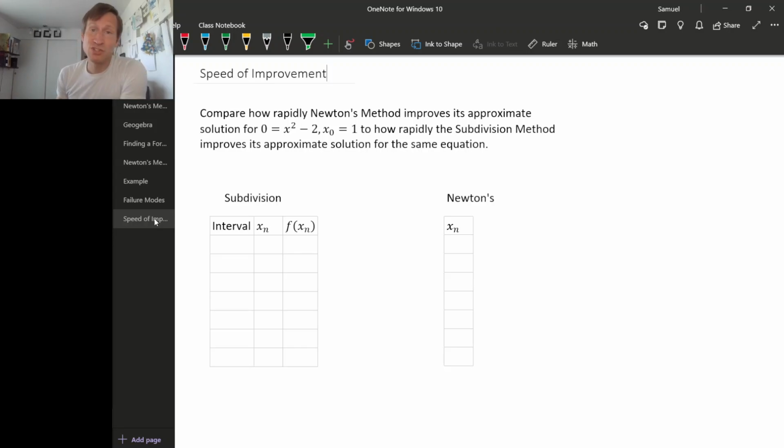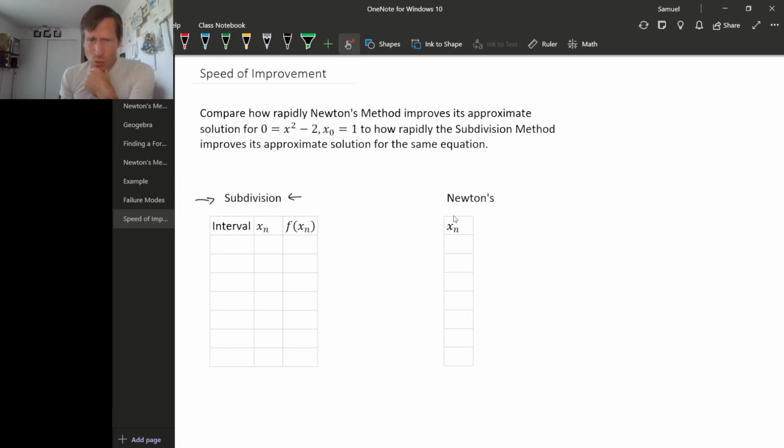At this point, we have two ways of finding approximate solutions to equations. One is what I'm going to call the subdivision method, which I'll remind you about how this works in just a second. The subdivision method just requires that the function you're working with be continuous. And we also have Newton's method. Newton's method requires that the function you're working with be not only continuous, but actually differentiable. So the subdivision method requires less of your function.